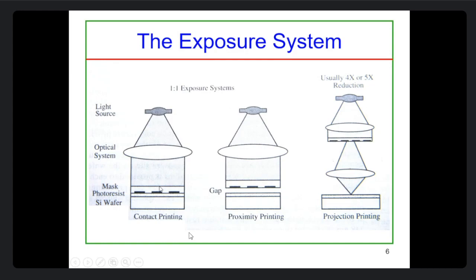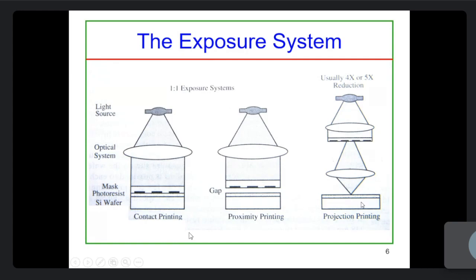In the mask, whatever you have drawn, that drawing is for the entire wafer. Here also, whatever you have drawn on the mask, that drawing is for the entire wafer in 1:1 exposure. But here, whatever you have drawn on the mask is not for the entire wafer. Maybe that is possible, maybe that is for an entire die, and you will then repeat by, as you know, moving or sliding this wafer.